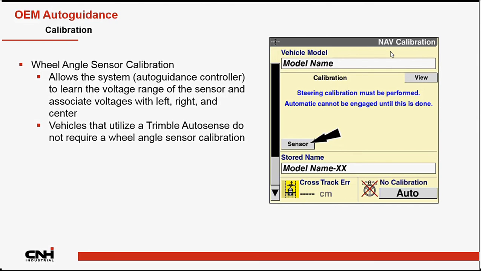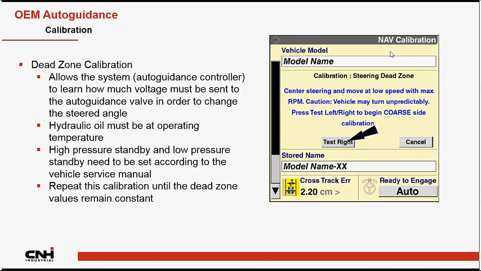Wheel angle sensors makes the tractor learn the voltages. Trimble AutoSense does not require a wheel angle sensor calibration. That's because it just tells the tractor that the wheels are turning, not how far they're turning. Dead zone calibration, could be known as a spool calibration. I already went through and talked about this. It just makes the system more efficient.